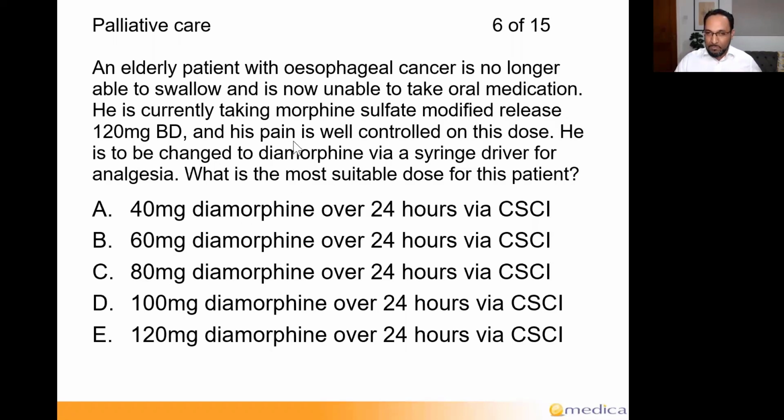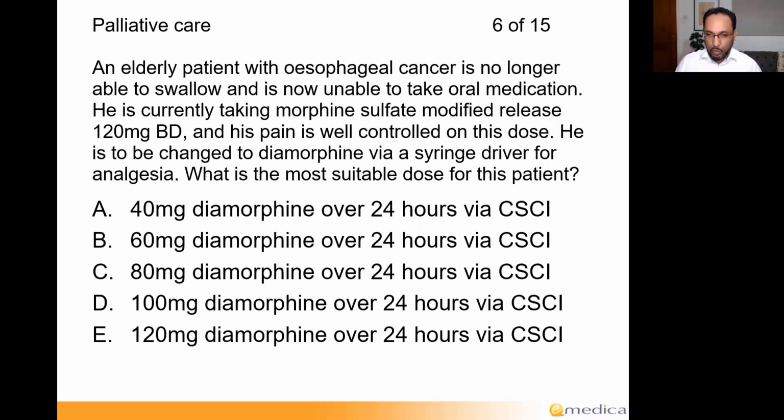So the key thing here is that you've got a patient who's on 120 milligrams BD, so twice daily, of morphine orally. And that is controlling their pain well. The reason that they need to move to something non-oral is, you can see that their esophageal cancer has progressed such that they can't swallow anymore safely. So they can't take oral meds anymore. It's very common when you've got someone near the end of life that we'll put them on a syringe driver.